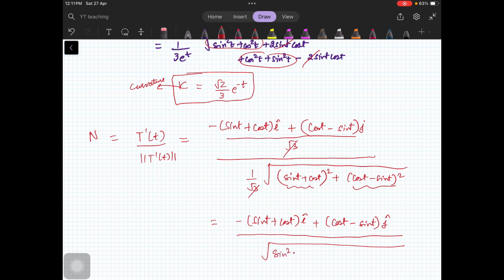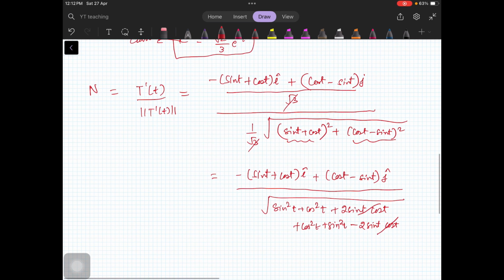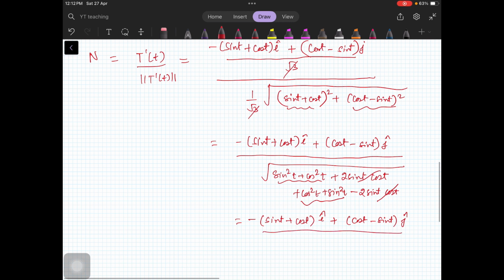So this is sin square t plus cos square t plus 2 sin t cos t. And for the second term, you have cos square t plus sin square t minus 2 sin t cos t. So this cancels. So you are left with 1 plus 1, root 2. So you are left with (-sin t + cos t) i cap + (cos t - sin t) j cap divided by root 2. So this is our n vector, right?